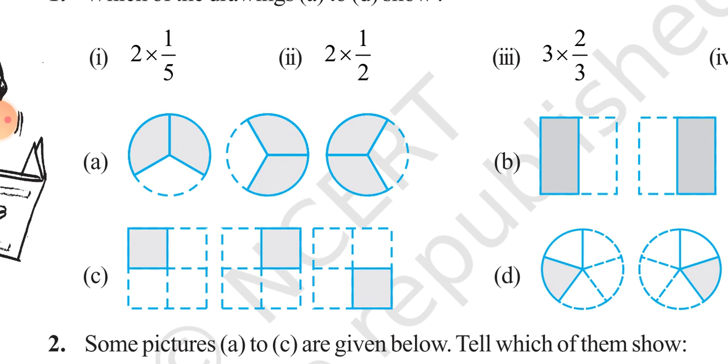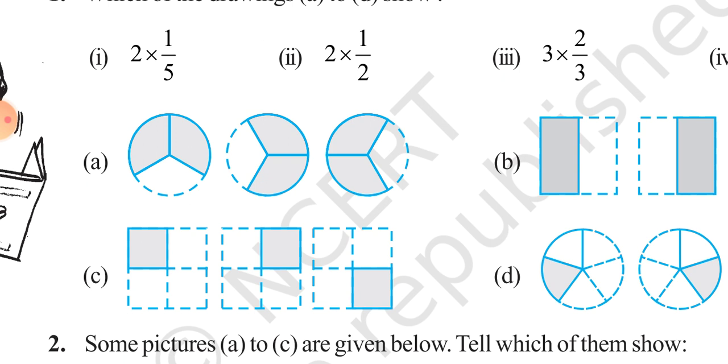Similarly, in the second, 2 multiplied by 1/2. Again you have to look for the two figures in which only the 1/2 part is shaded. It is very clear, option B. In option B, the square is divided into 2 parts and out of 2, 1 is shaded. And in total 2 squares are there.